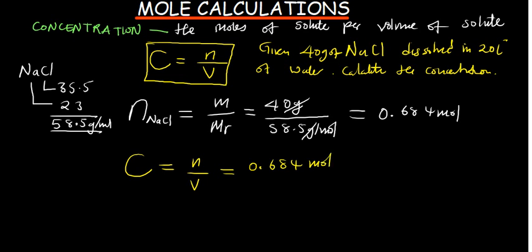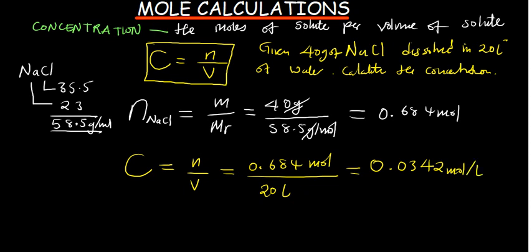The volume is what? We've been given 20 liters of water, so 20 liters. So we need now to divide 0.684 by 20. This is going to give us 0.0342. You see on top we have a mole, down we have a liter. So the unit is going to be mole per liter. That is going to be the unit.